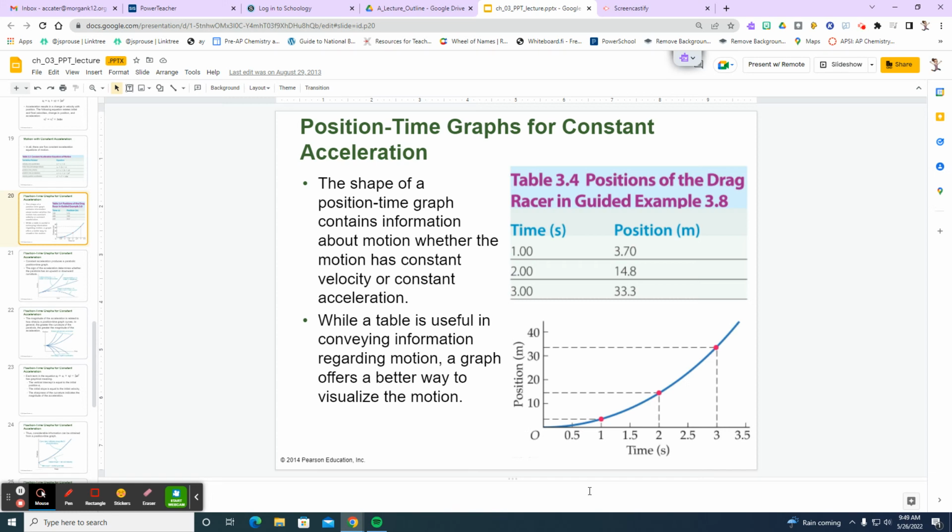Okay, so this is chapter 3, section 3, position time graphs with constant acceleration. We've talked about acceleration and what that is and what motion with constant acceleration is. And so now we're going to look at our position versus time graphs and what those look like in a situation where you have constant acceleration.